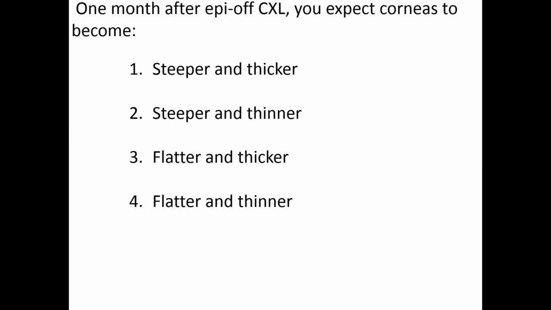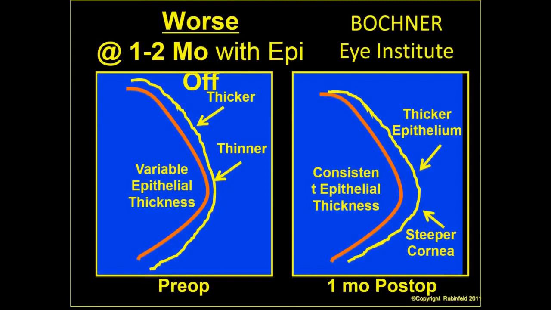Now, one of the big challenges is understanding what happens after crosslinking with epi-off. And so here's just a question. After epi-off crosslinking, 1 month later, do you expect corneas to become steeper and thicker, steeper but thinner, flatter and thicker, or flatter and thinner? And this is one of the challenges that people don't realize, that in patients who have keratoconus, the epithelium is often thinner over the cone. And so when you remove the epithelium it grows back thicker, so the cornea can actually be steeper, although there is some compaction with the crosslinking procedure, so it becomes thinner. So the answer is actually number 2.